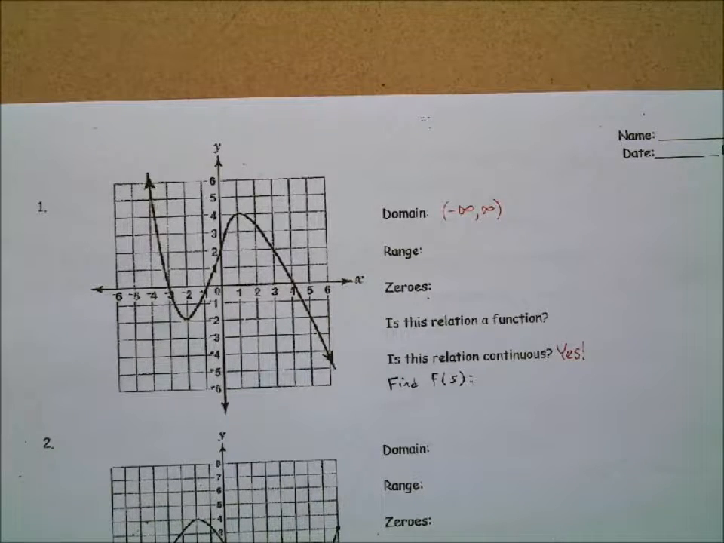But, that's your domain. Okay? That's your domain. Negative infinity to infinity. Okay? That's it. All right, let's talk about the range then. So now the range, we deal with the what coordinates? Y.